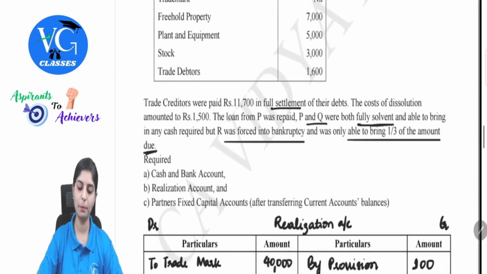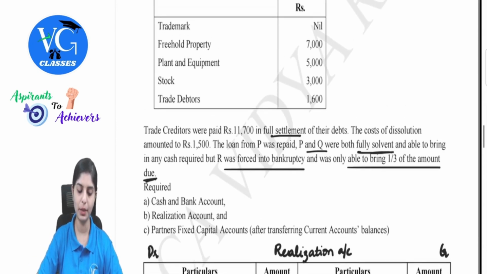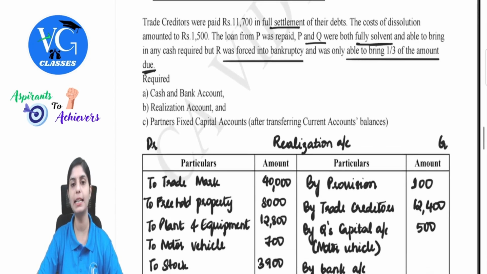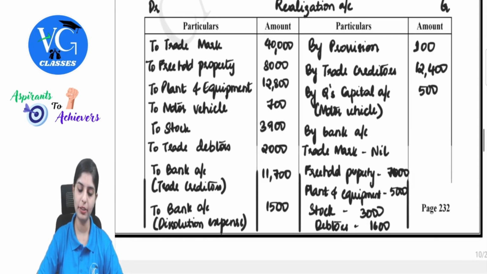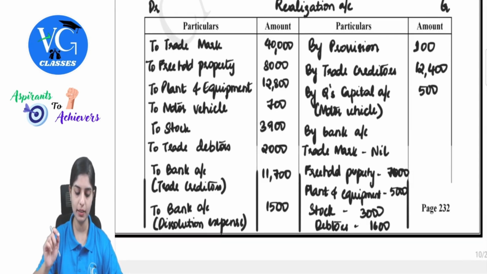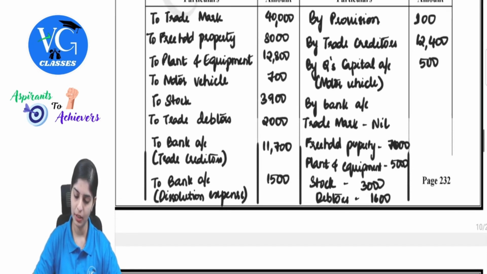Next, the loan from P was repaid. That is what we have treated. P and Q were both fully solvent and able to bring in any cash required, but R was forced into bankruptcy and was only able to bring 1/3 of the amount due. So this treatment will be dealt with in partners' capital. So we can first observe: with respect to liabilities, there was only the creditor, so that is also settled. Now we can close the realization.